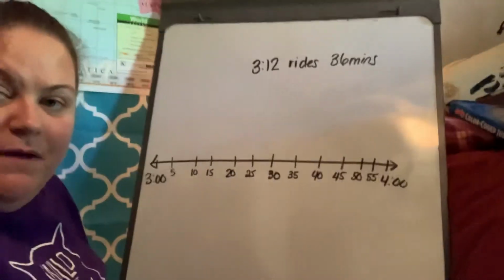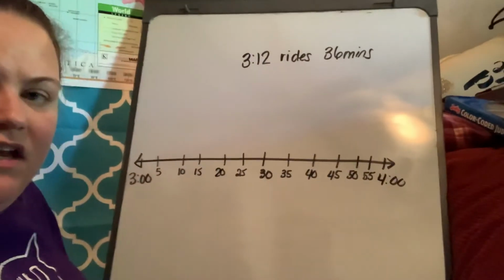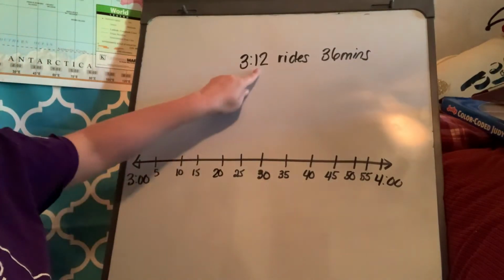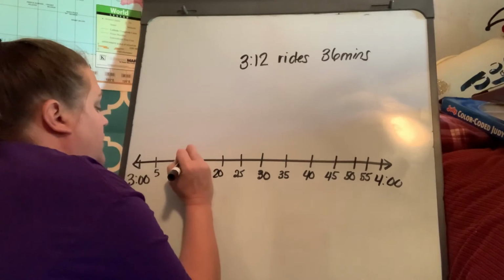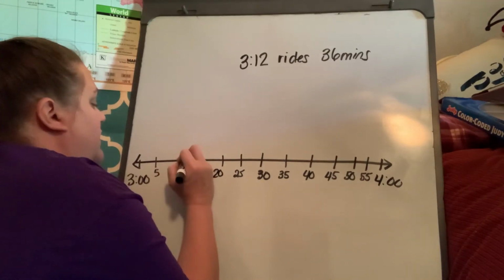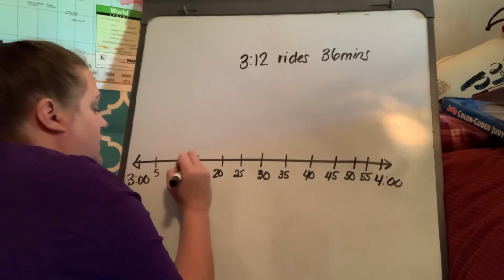So I've got it mapped out and I'm looking to see, he starts at 3:12. So I'm going to find 3:12. I'm going to actually add my lines in. 1, 2, 3, 4. Right there is 3:12. So I'm going to actually do this right here.